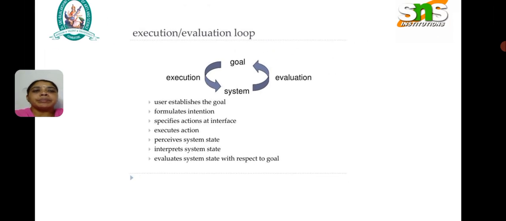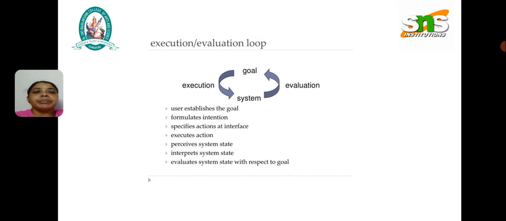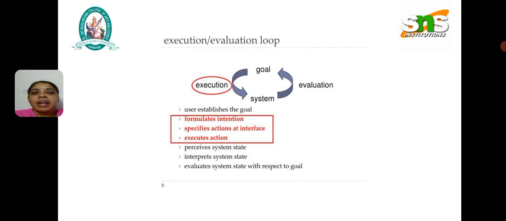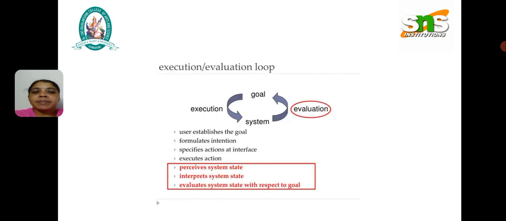Next, first we have to achieve the goal. So the user should establish the goal. After that we have to formulate the intention, specify action at the interface, and execute the action. This can be done in the execution phase. Next, for evaluation, perceive the system state, interpret the system state, and evaluate the system state.